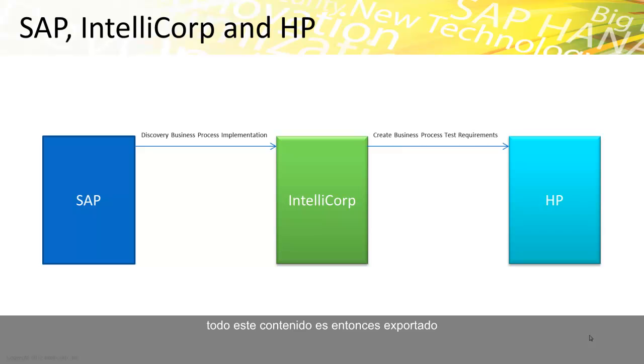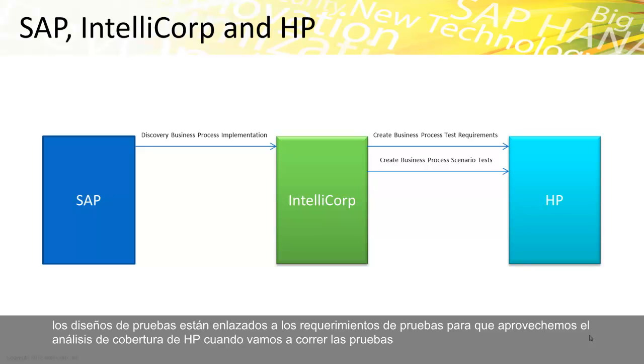All of that content has then been exported. The hierarchy of business process objects has become business process test requirements in the requirements module of HP, and those business process scenarios, those walkthroughs, have become high-level test designs in HP. The test designs are linked back to the test requirements, so we can take advantage of the HP coverage analysis when we come to run the tests.